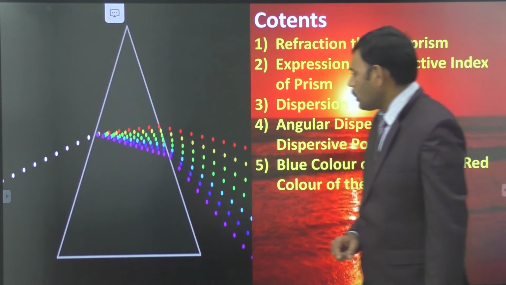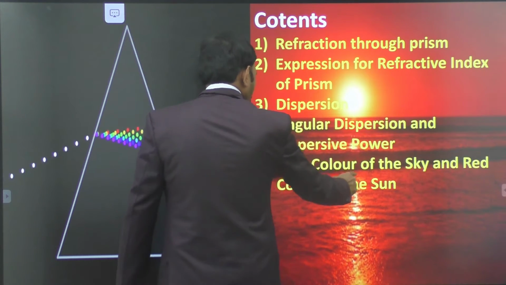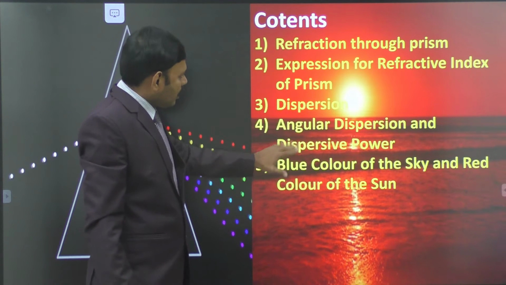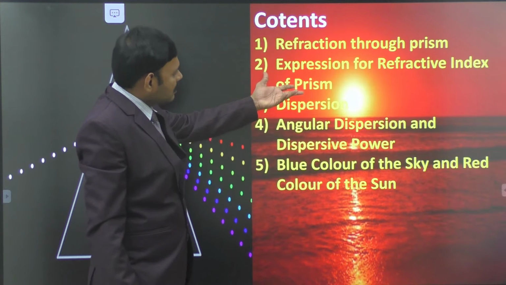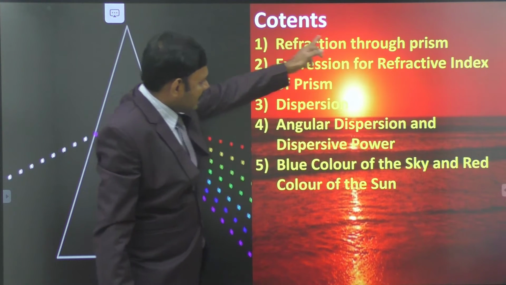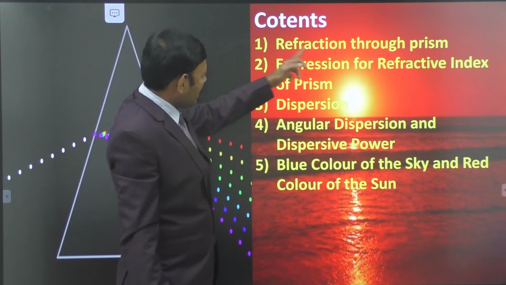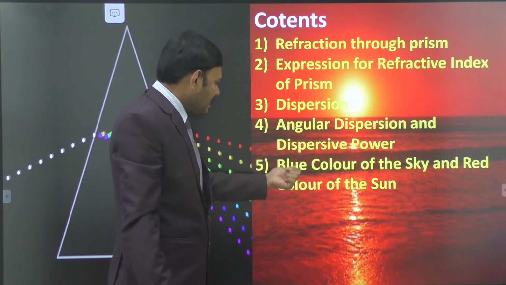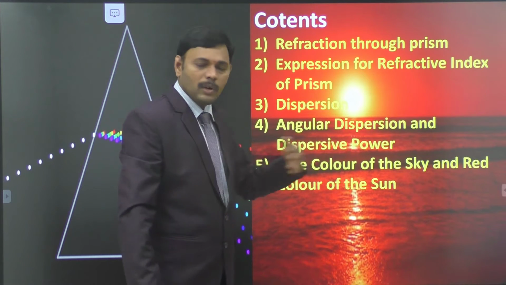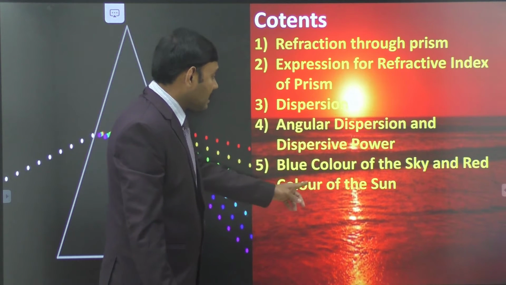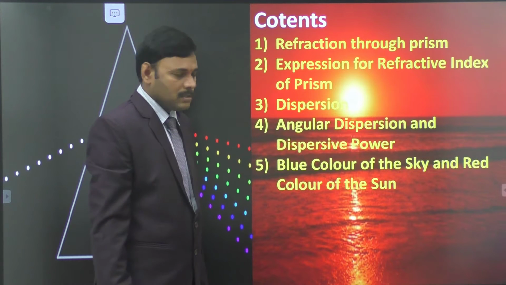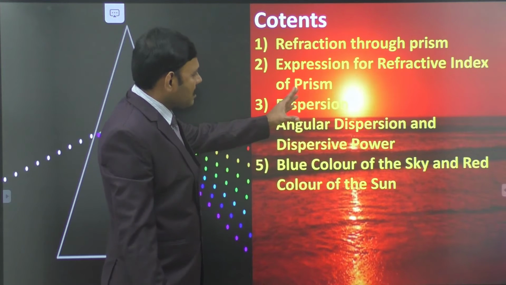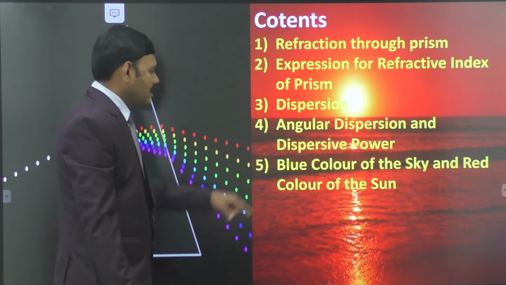And finally, we are observing the blue color of the sky and the red color of the sun. In the background of these contents, you are observing the sunrise, at which the sun appears to be red. This is the red color during the sunrise. The sky always appears to be blue. So what is the reason behind the appearance of the blue color of the sky as well as the red color at sunset and sunrise? These are the consequences of the dispersion phenomenon and the scattering of light. So we discuss this one.